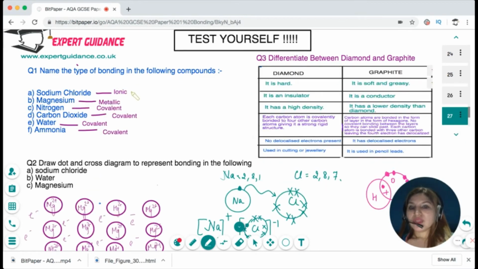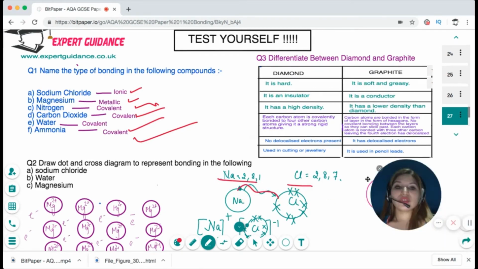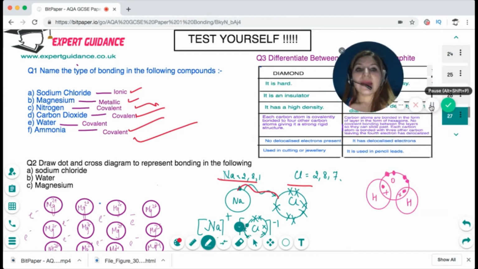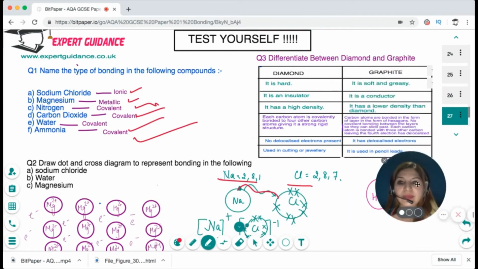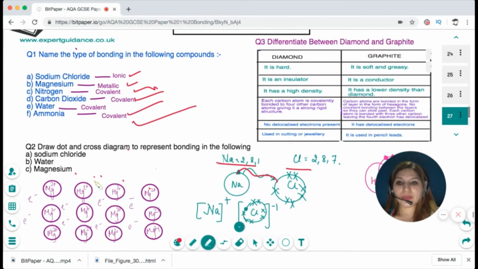Okay, so sodium chloride is ionic, magnesium is metallic, nitrogen is covalent, carbon dioxide is covalent, water is covalent, ammonia is covalent. Dot and cross diagram for sodium chloride: transfer of electron from sodium to chlorine, sodium will get +1 and chlorine will get -1. For magnesium, there are fixed positive ions in a sea of delocalized electrons, and the charge of magnesium is 2 plus, so you will put 2 plus.